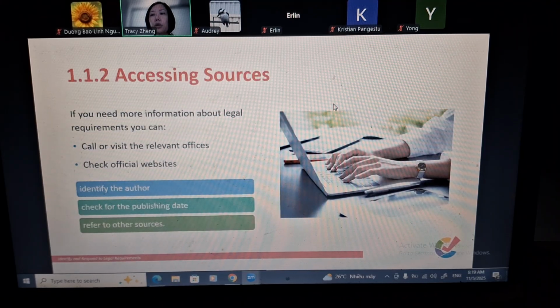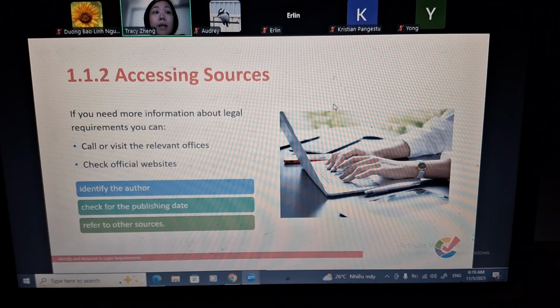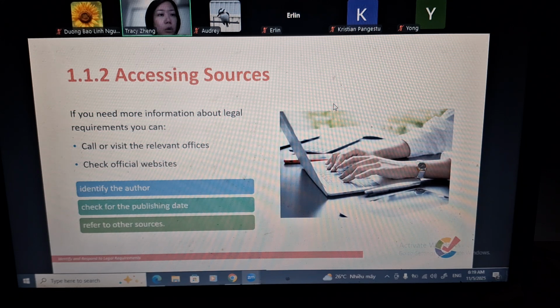And also, after you know where to identify the sources of information, this part explains to you how to access those sources.